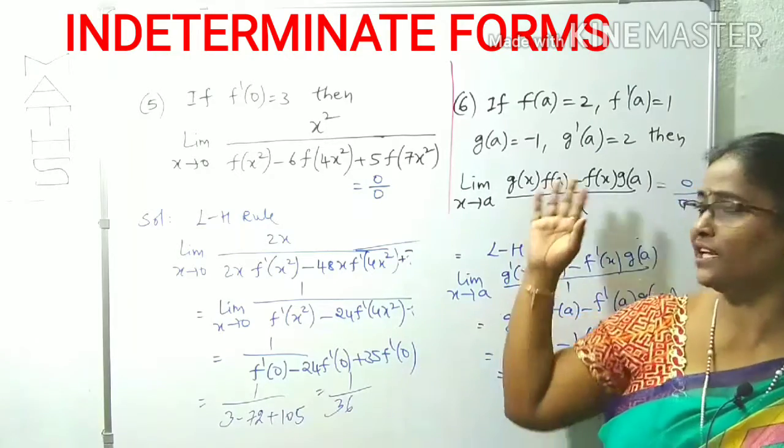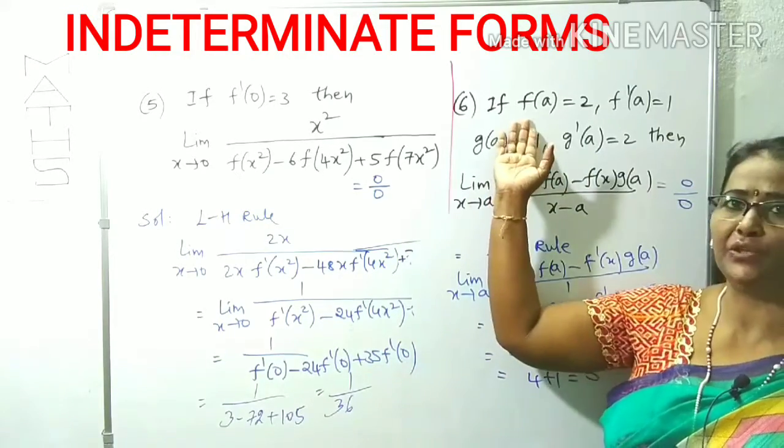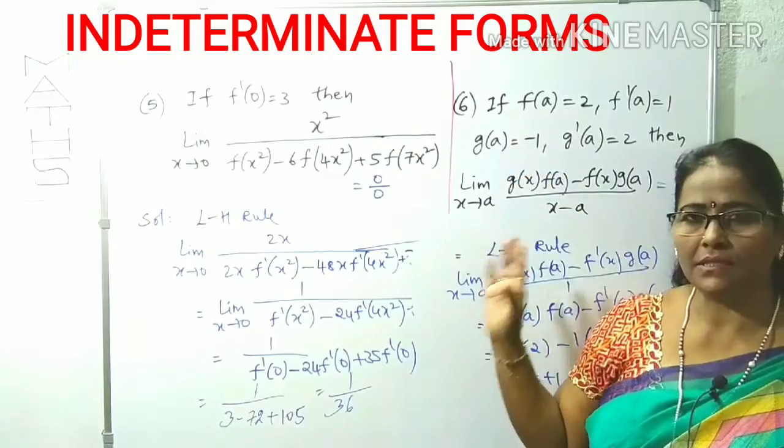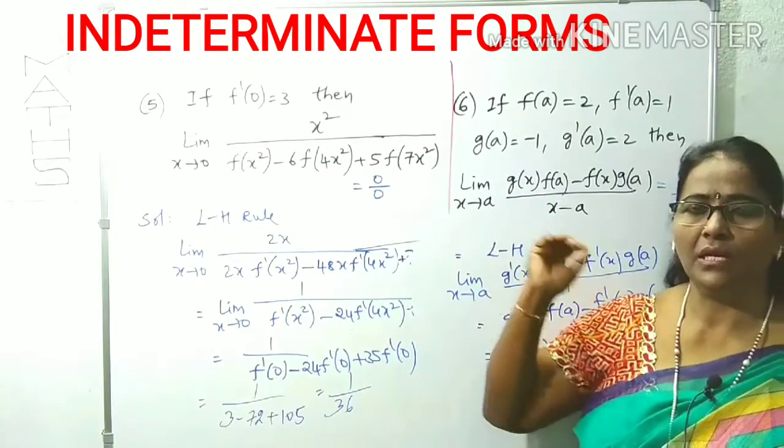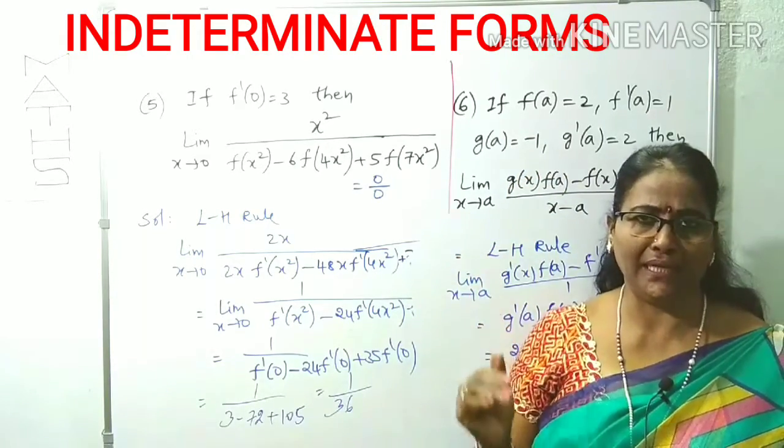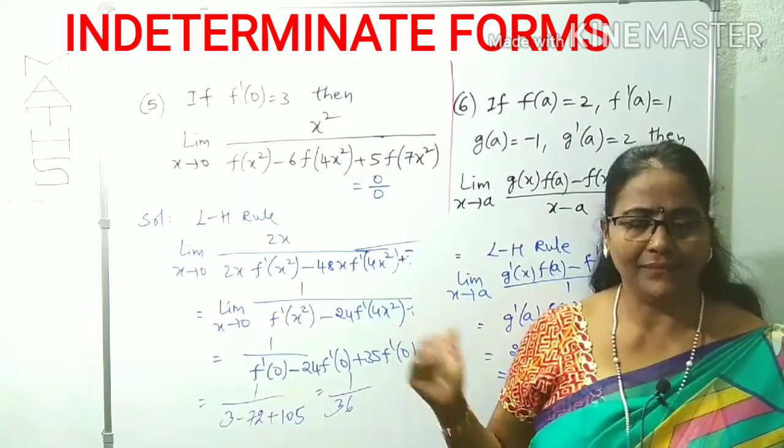Is it clear? I used the L'Hospital rule, and at the same time, finally I used the given results also. This is an application of the L'Hospital rule. By using the given results, how can you calculate the limits? Clear? Now you can come.